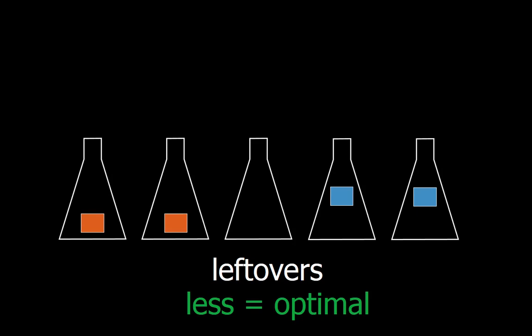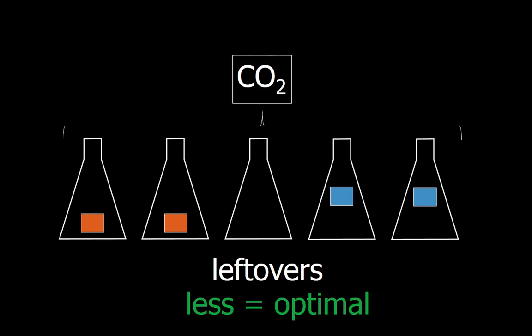The other thing we have to look at to determine which mixture is optimal is the amount of CO2 that it makes. In this case, we're defining optimal as more. The more product that we get, the more optimal it is. So that's how we're going to make the determination as to which of these 5 is the optimal mole ratio.